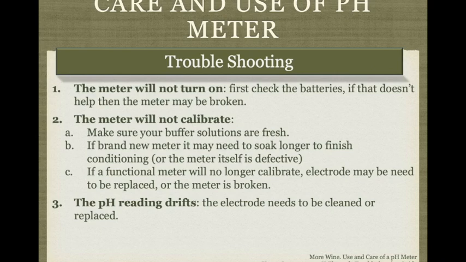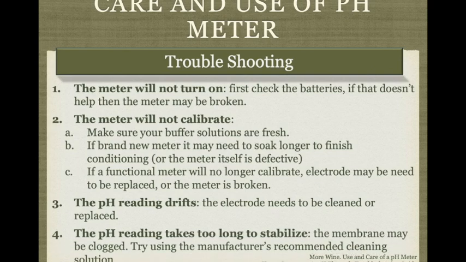So if the pH reading is drifting, either you need a new electrode or maybe it just needs to be cleaned. This is when you're testing the pH of a solution and it just doesn't seem to hold it. You're trying to get the reading and it seems to be drifting up or down, and it's not really getting you a solid reading to be able to record. And then a related problem is if it takes too long to stabilize. So maybe the membrane's clogged, maybe it needs to be cleaned. So use the recommended cleaning solution to see if that helps.